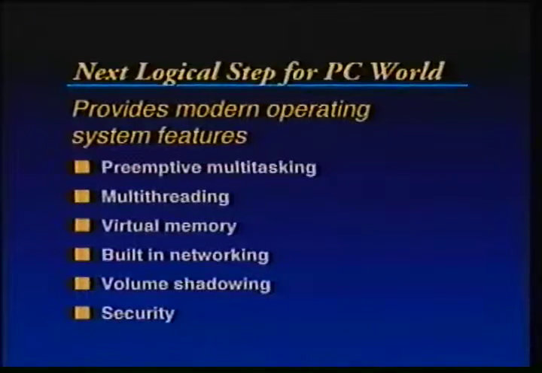Another feature of Windows NT is that it supports multi-threading. In Windows NT, when you start up an application, what's actually happening behind the scenes is that you're creating a process. A process includes at least one thread. So you can think of a thread as a unit of processing. Now, what you can do with Windows NT is you can have several units of processing running in parallel.